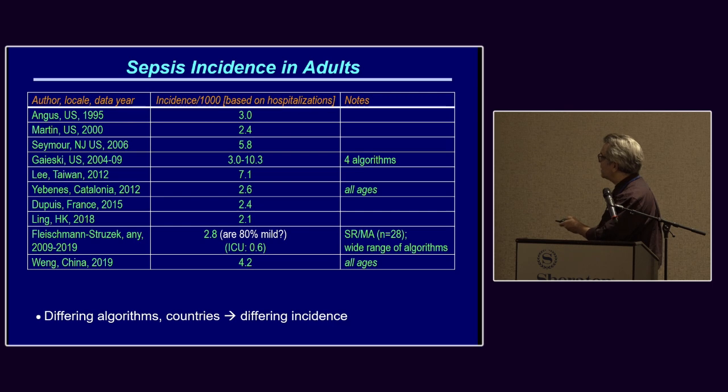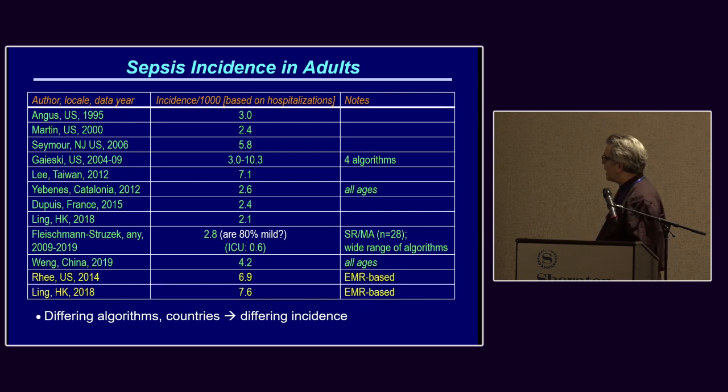This one's really interesting to me too, because this is a systematic review and meta-analysis using a wide range of algorithms, which they then meta-analyzed. But this shows that based on hospitalizations, it was 2.8 per 1,000 per year. This is all people admitted to hospital. But based on ICU admission only, it was only a quarter of that or less, which indicates that at least by the coding algorithm approach, 80% of all sepsis, or of all people who have a code for an infection and a code for an organ failure, 80% of those never see the ICU. I'll talk about that more in a minute.